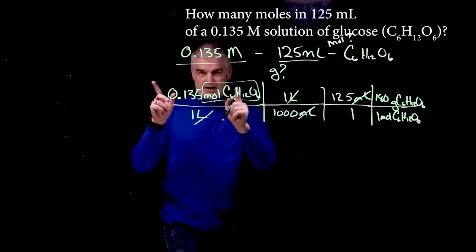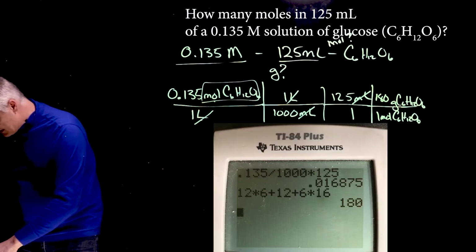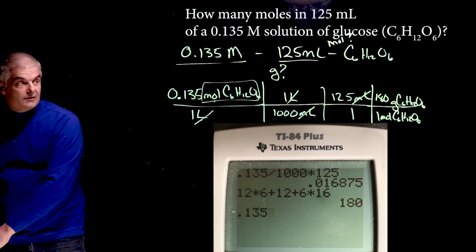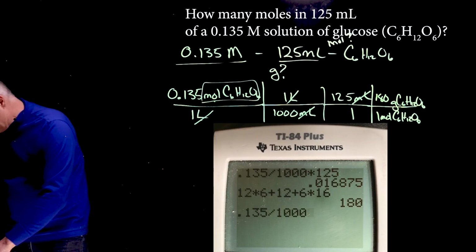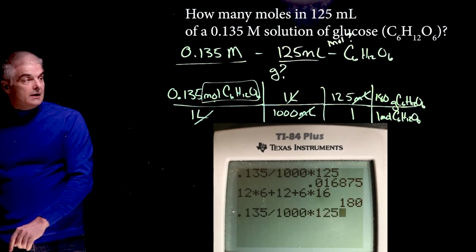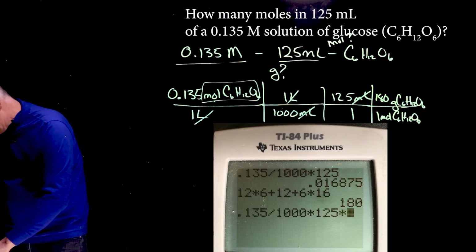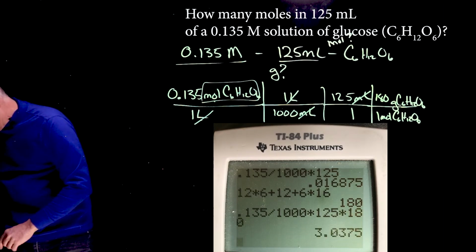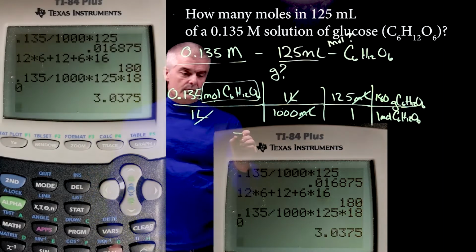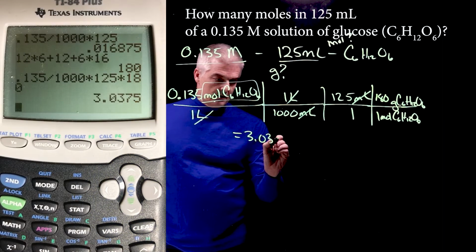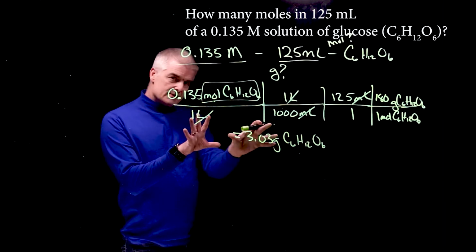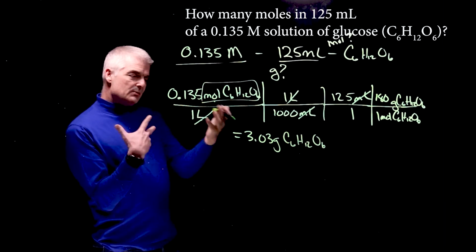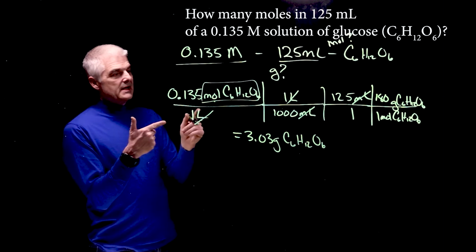I'm going to redo this math. You'll see how this all plays out. So I can take 0.135 divided by 1,000 times 125 times 180. And I get 3.03 grams of C6H12O6.